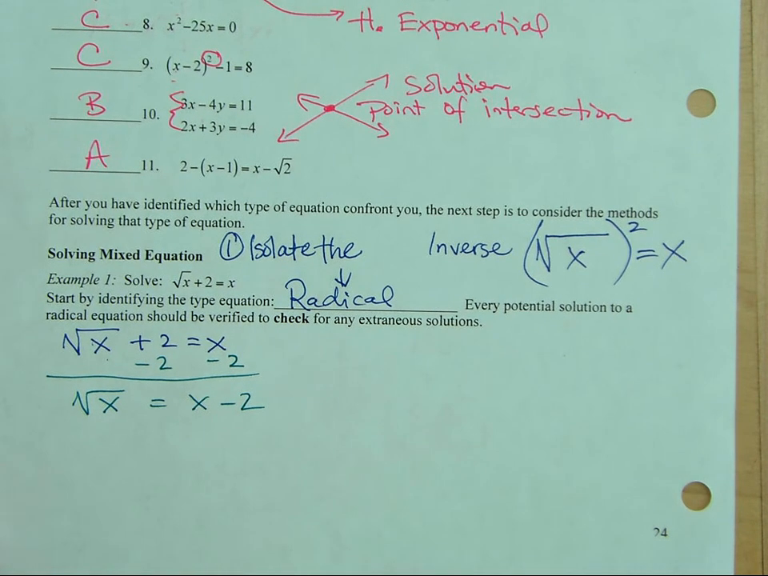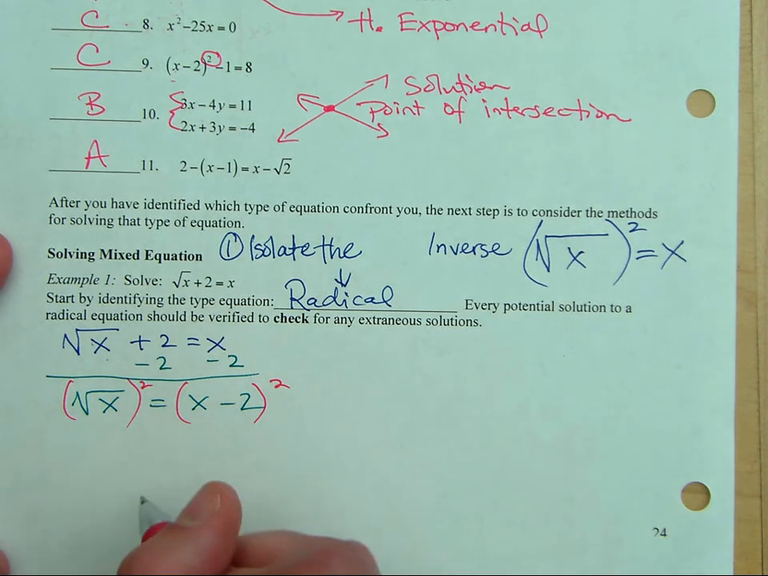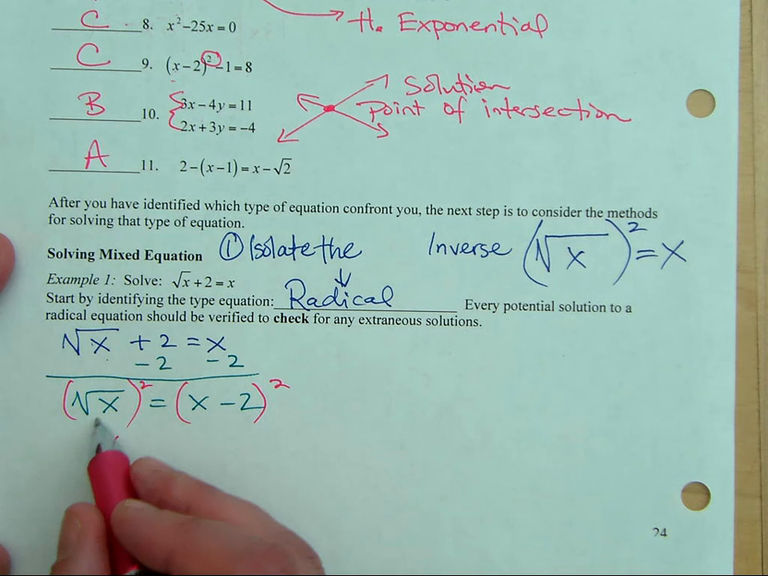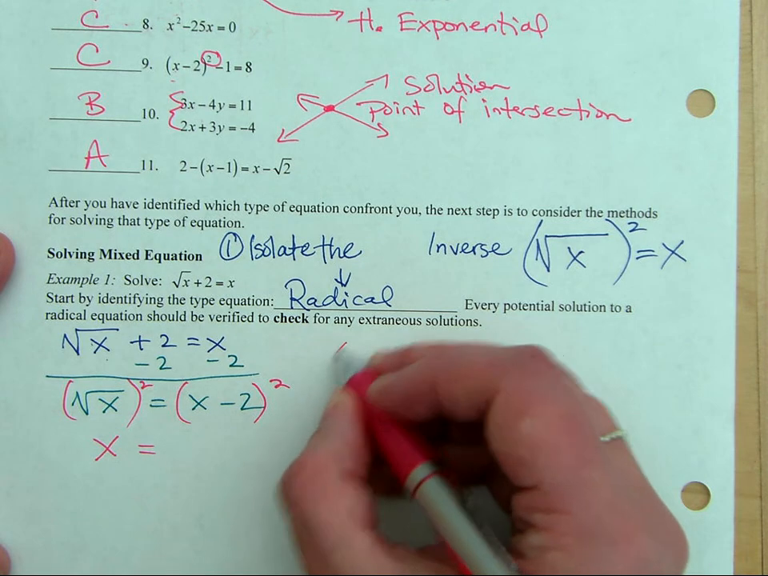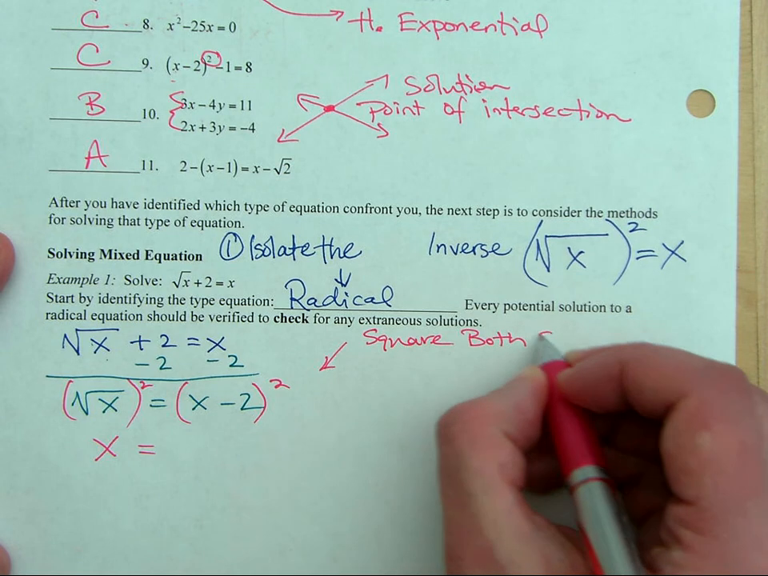Now what I want to do to get this x out of the radical is square both sides. What happens when I square the square root of x? I get x, because that undoes it. So we isolated the radical, and then we are squaring both sides. What does this side equal? So that's step 2, square both sides.